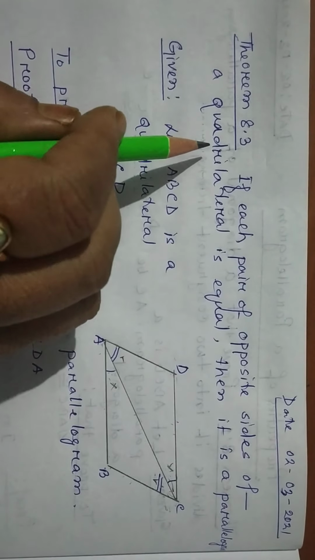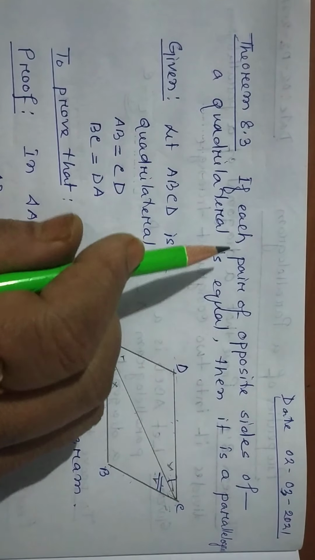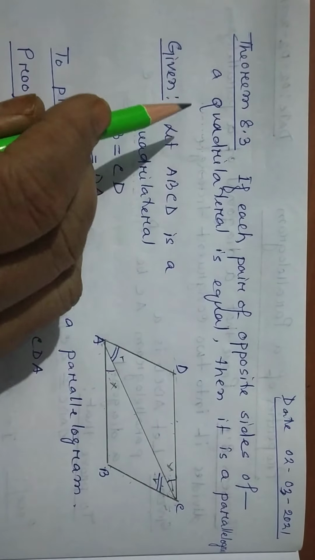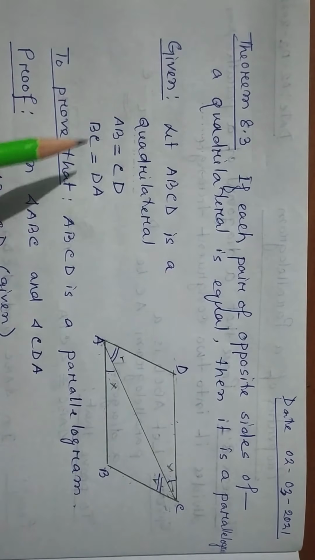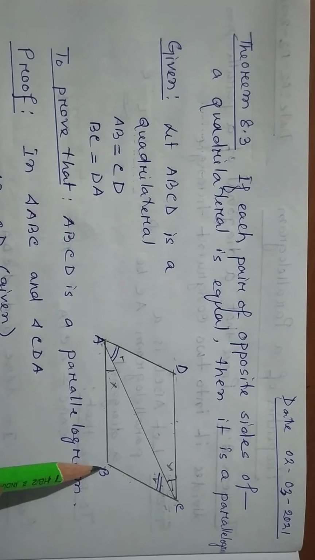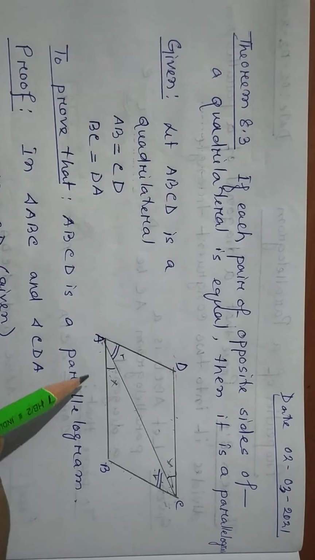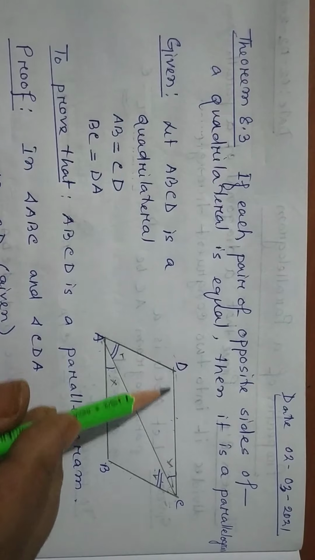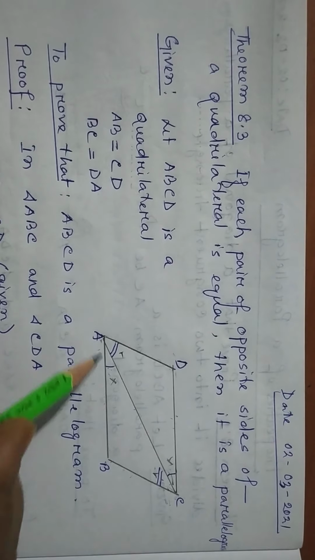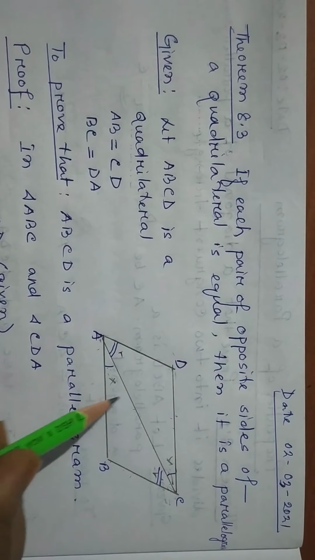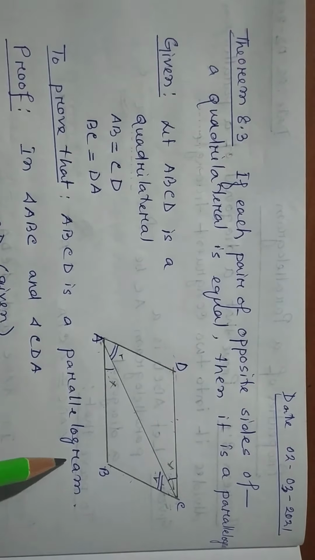Now theorem 8.3. In theorem 8.3, given each pair of opposite sides of a quadrilateral is equal, then it is a parallelogram. Here let ABCD be a quadrilateral and opposite sides are equal: AB equal to DC, and BC equal to DA. This pair of opposite sides are equal. Now we have to prove that ABCD is a parallelogram.